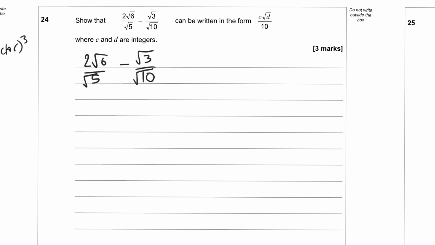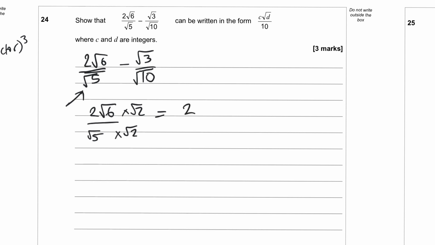Because we're taking away two surds, notice how it's still like a fraction format. Remember, the basis of fractions is whenever you're adding or taking away fractions, you want the denominators to be the same. So if I want the denominators to be the same, I'm going to change this fraction by timesing both top and bottom by root 2.